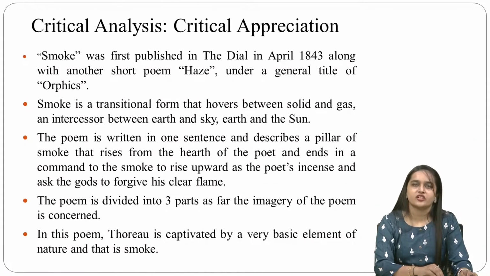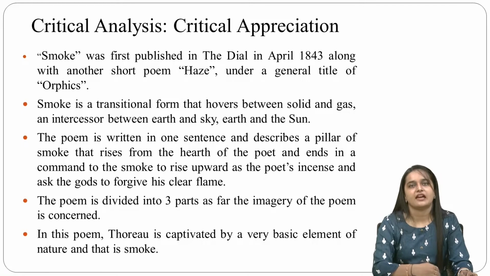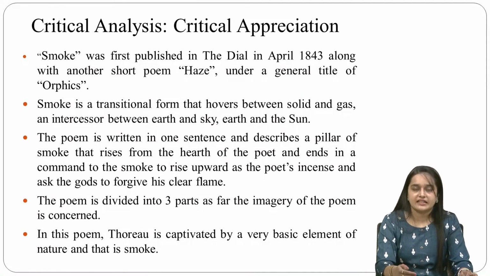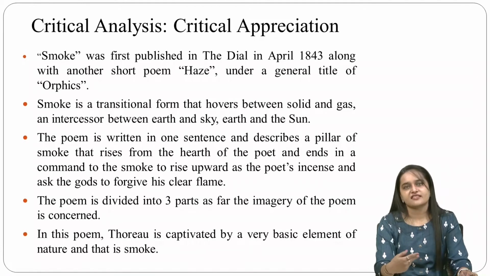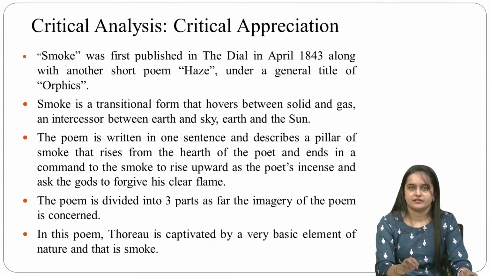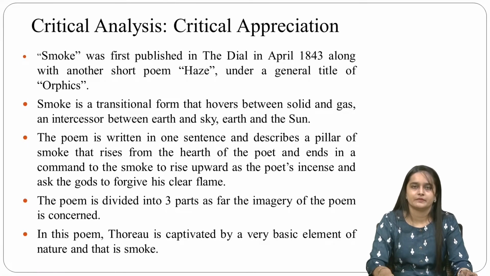The poet creates a contrast of darkness and light with the help of words like midnight, night, darkening, blotting out, and star, day, light, sun, respectively. The contrast gets a combined expression in the word star veiling. The concluding lines of the poem are the central thought of the poem, where the smoke is asked to rise up from the poet's heart in the form of a message to the gods, asking them to pardon his clear flame.